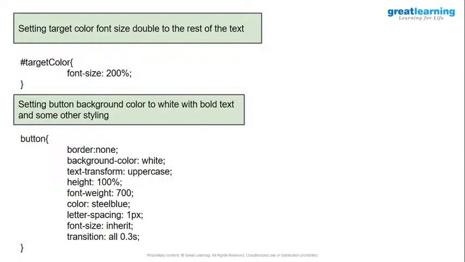Now the target color, you won't be able to see it, but we are just increasing the font size, because once we click on this thing, the font size will increase. Now setting up the button background to white with bold text and some other styling. So the styling that we do on the button is that the border is none.